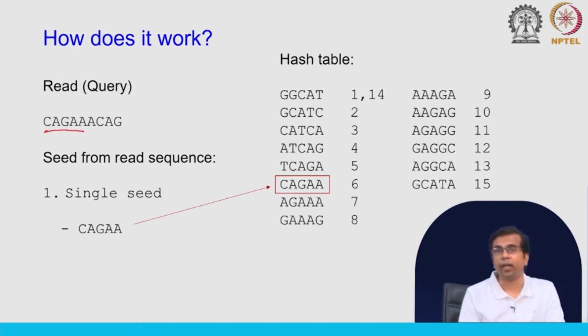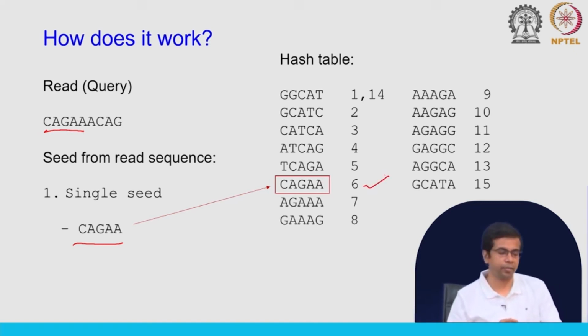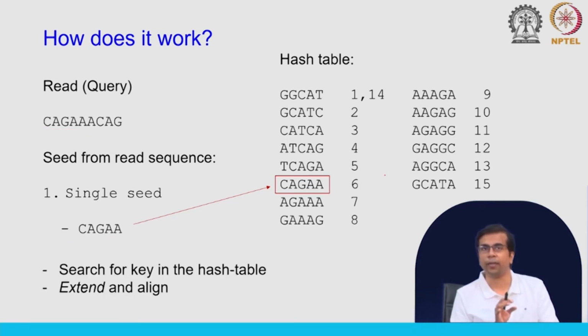So, CAGA, we have generated this seed, it is here, a single seed, and we then look for this seed in the hash table, and here it is. We have this CAGA, and we get the value, which is 6. So, this is in the 6th position of the reference sequence, we have this seed present. What it means is that this read starts at the 6th position. That information is now available to us after we have managed to search this seed in the hash table.